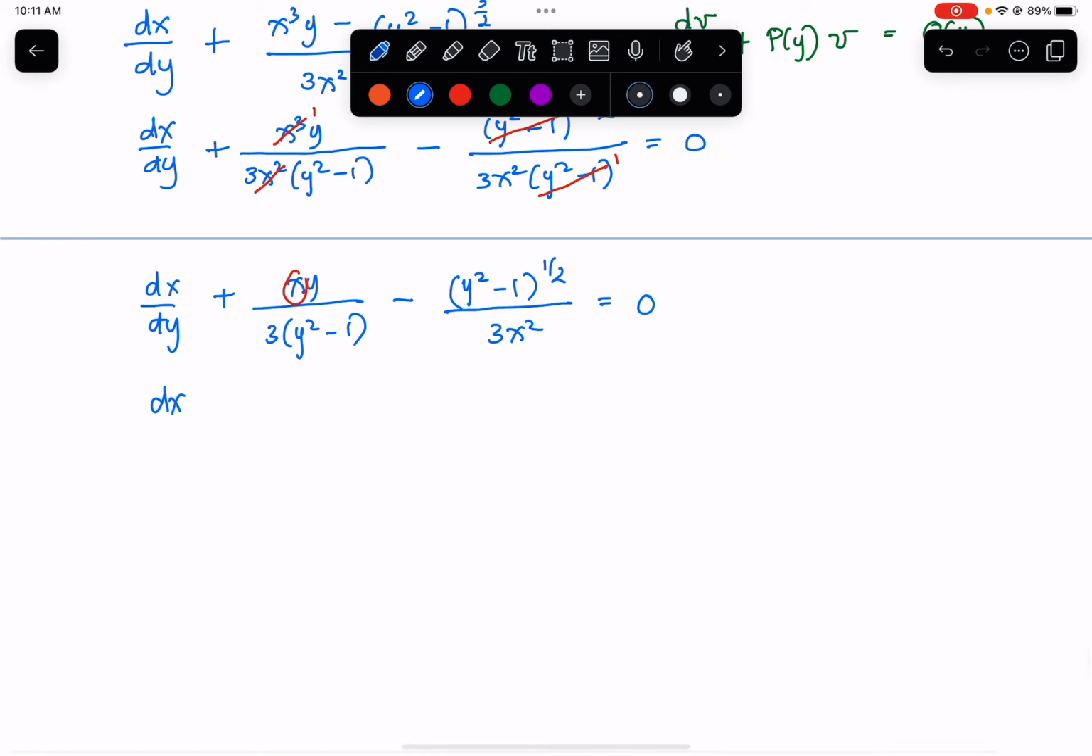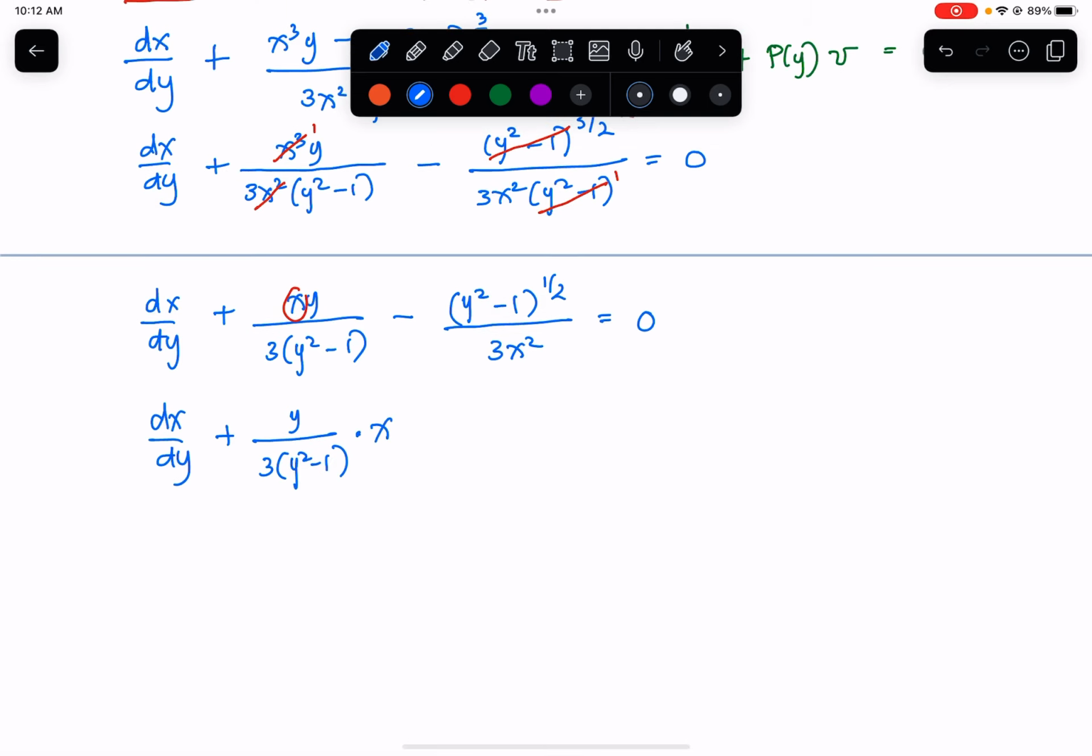So this would become dx over dy, plus y over 3 times y squared minus 1, then multiply it with x. So this is linear in x, we're assuming that it should be linear in x. Because of the dependent variable, it equals y squared minus 1 raised to 1 half divided by 3x squared.